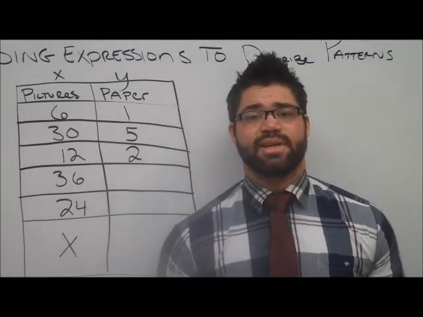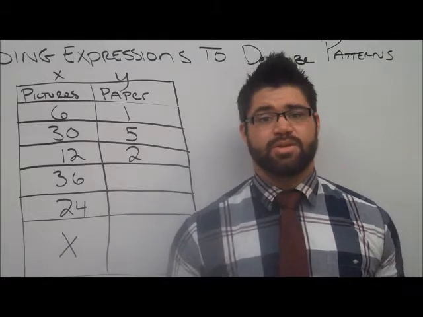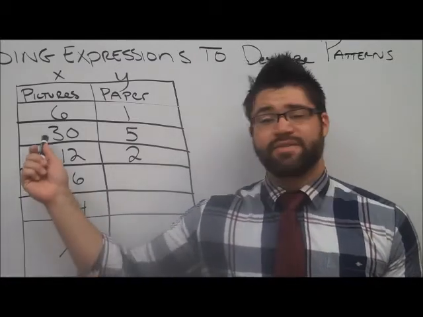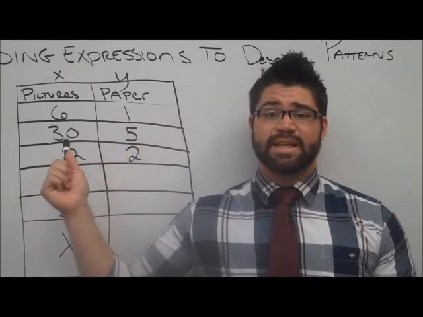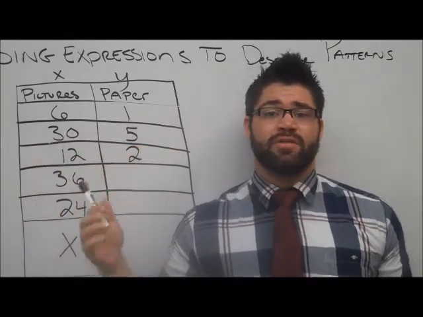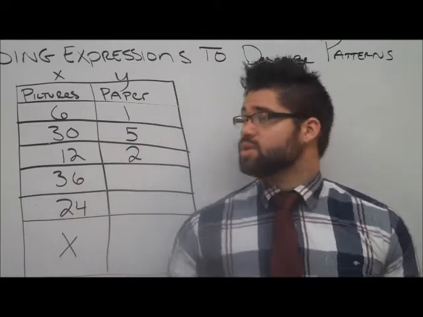Looking at our input-output table, we can use it to try to find a pattern. Okay, so on an input-output table, if you remember from your definition, the input's always on the left and the output's going to be on the right. In order to get from our input to our output, we're going to follow a rule. And that rule is just going to be an expression that we're going to write. So let's look and see.